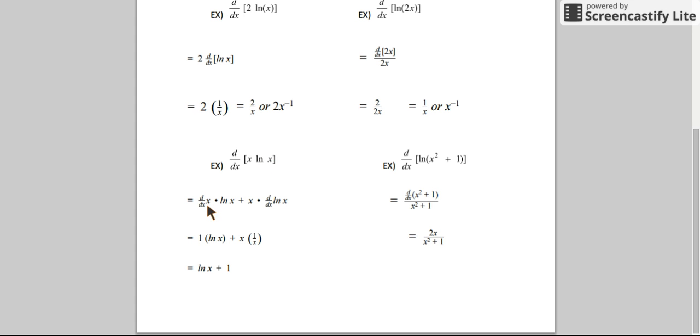So the derivative of x is 1 times the natural log of x plus x times the derivative of the natural log of x, which is just 1 over x. X times 1 over x just becomes 1. So our final derivative is the natural log of x plus 1.